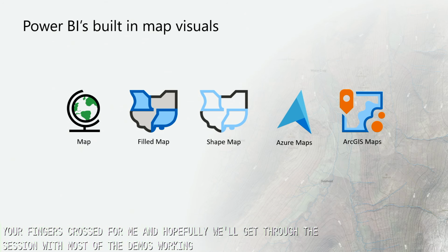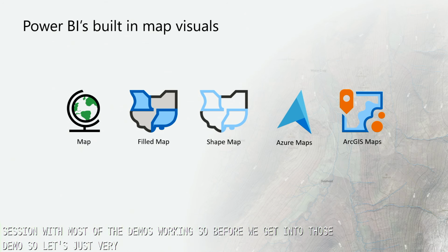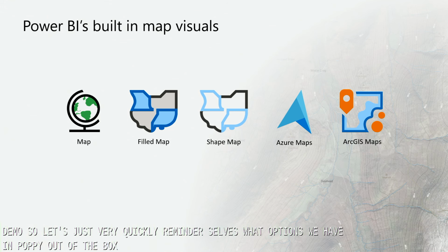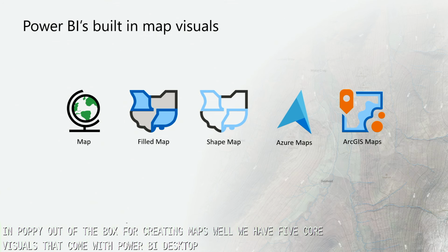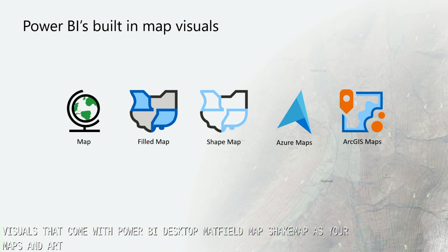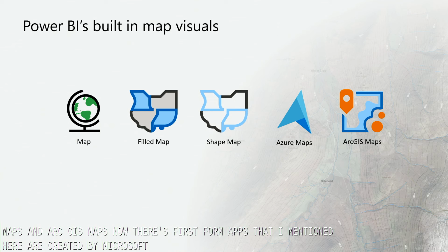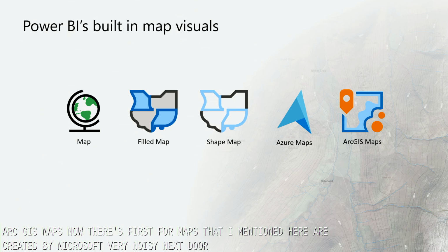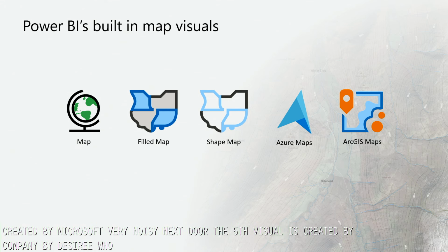So before we get into those demos, let's just very quickly remind ourselves what options we have in Power BI out of the box for creating maps. Well, we have 5 core visuals that come with Power BI Desktop: map, filled map, shape map, Azure maps, and ArcGIS maps. Now, those first 4 maps that I mentioned here are created by Microsoft. The 5th visual is created by a company called Esri, who are a specialist GIS company.